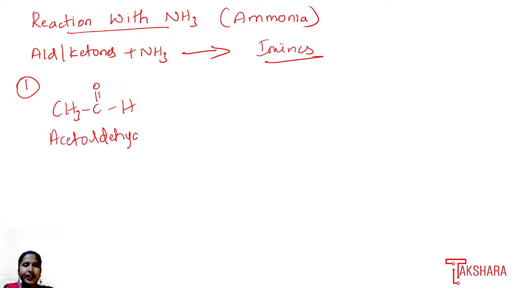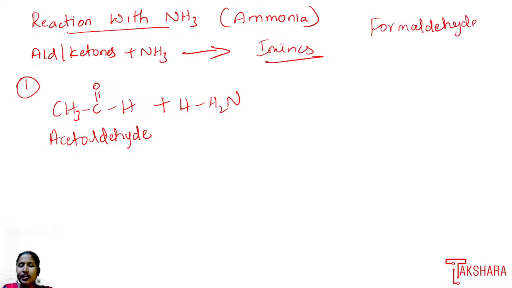When acetaldehyde undergoes the reaction with NH3, I will split NH3 and write it like this, as NH2 H. So here, when ammonia reacts with aldehyde, it is not going to react with formaldehyde. That is an exceptional case. Ammonia is not going to react with formaldehyde. Except formaldehyde, ammonia can react with all types of aldehydes and ketones, and it is going to form imines as products.